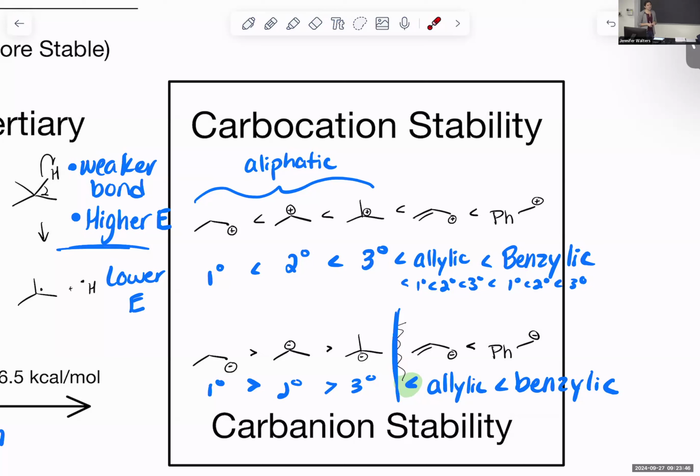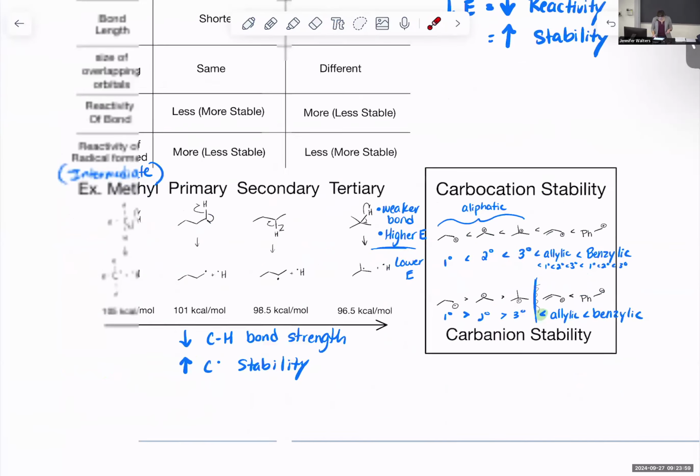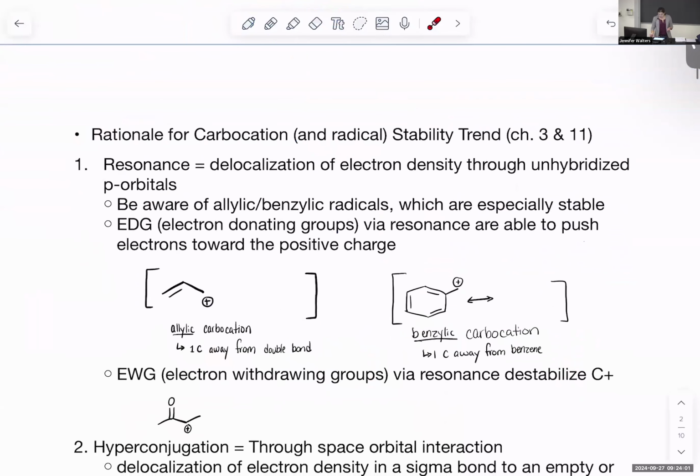Hopefully, in your mind, you're asking, why are we seeing this trend? Why is it that it's the 1, 2, 3? Why is it aliphatic, allylic, benzylic? The rationale is going to be thus. We have 3 factors that stabilize our carbocations, and therefore can also help destabilize the carbanions and also help stabilize our radicals.